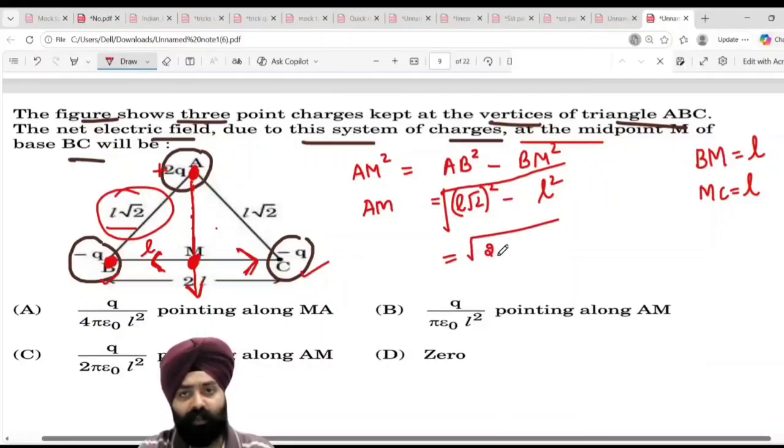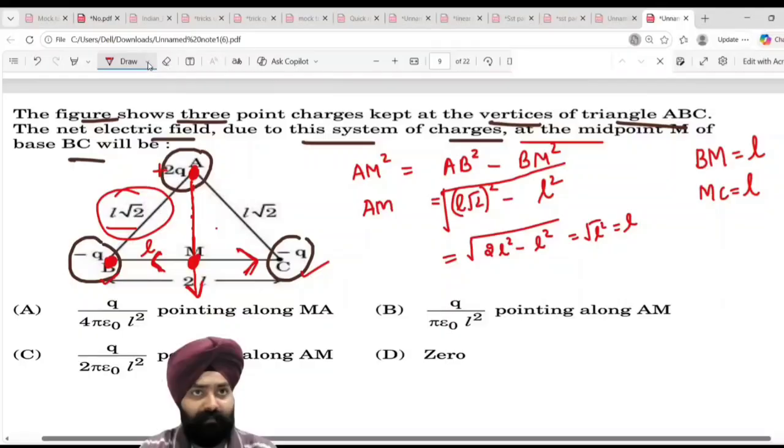We will be having 2L square minus L square. We get L square and L. So the value of AM is L. Value of AM is L. So can we find the net charge? Yes or no? Can we find the net charge or not?